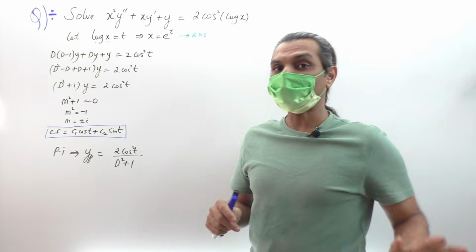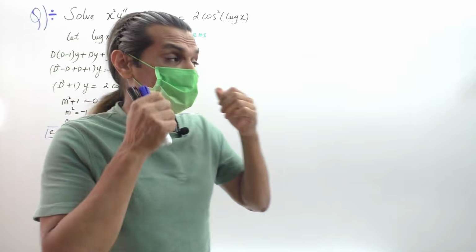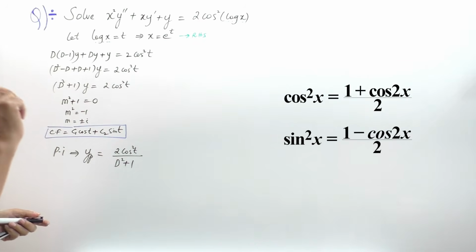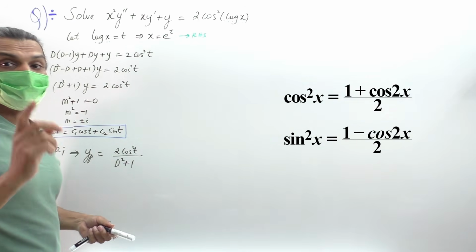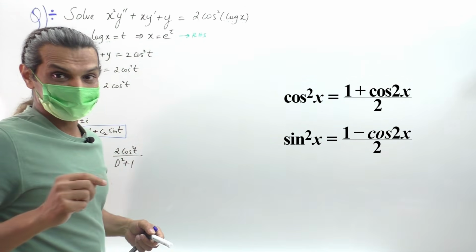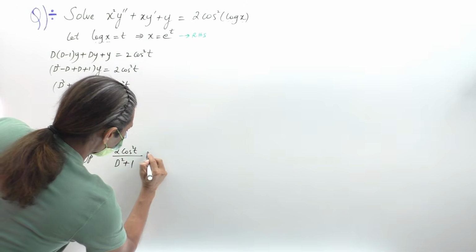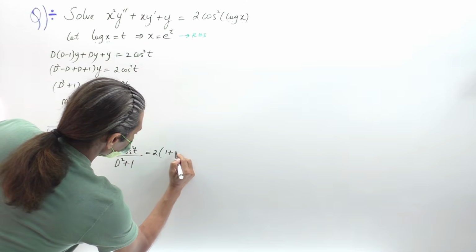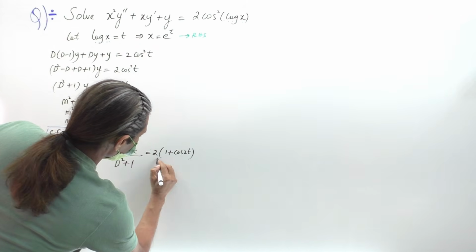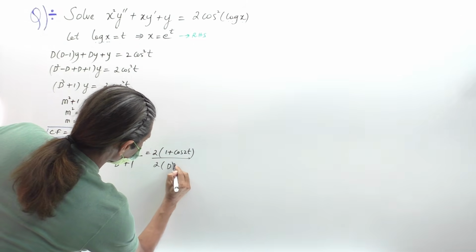I always keep on telling you, in applied mathematics or engineering mathematics, wherever you get cos², use the formula (1 + cos 2t)/2. Sin² is (1 − cos 2t)/2. So, this will be now 2 into (1 + cos 2t)/2 divided by D² + 1.